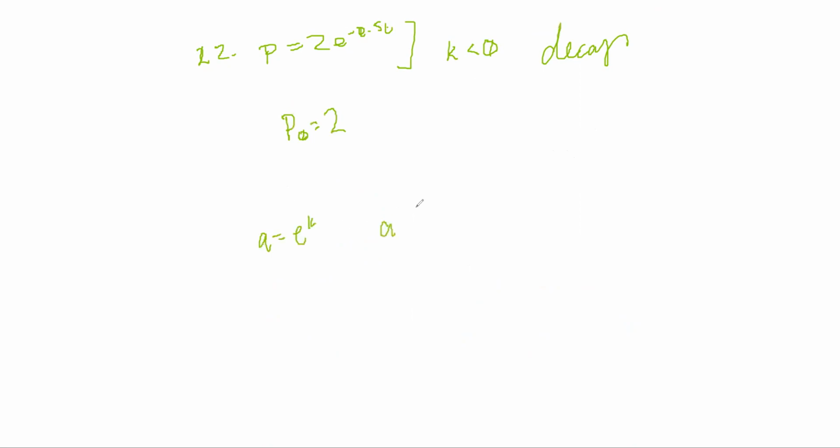So let me rewrite this problem. This is 22, I said. So P is equal to 2E to the negative 0.5 T. First of all, is this going to be growth or decay? Can we tell from this equation? We're expecting it to be decay because K is less than 0. Then we know that our P naught is equal to 2, and that's consistent through both forms of the equation. And A, we know, is equal to E to the K. So A in this instance is going to be equal to E to the negative 0.5.